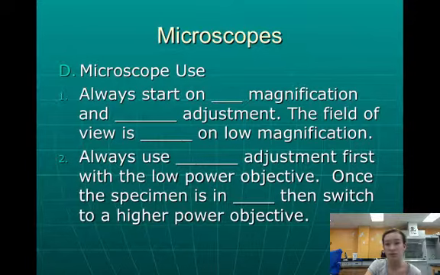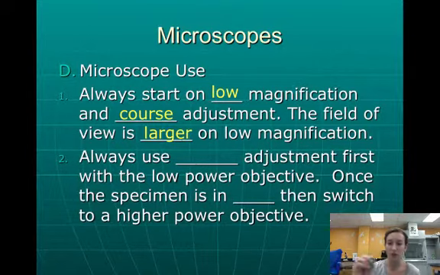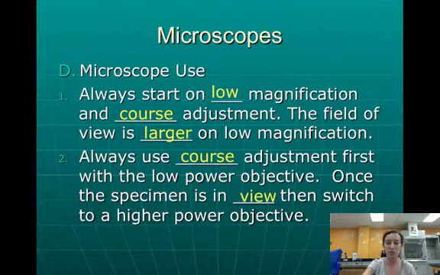Microscope use. You're going to need this for Monday and Tuesday. We're going to do a lab. Always start on low magnification, so you use the lowest objective, the shortest one, and coarse adjustment. Then you can move the stage up and down when you're on the lowest magnification. The field of view, which means how much you can see of the slide, is larger on low magnification. And then as you use higher and higher objectives, you are zooming in to a smaller part. Always use the coarse adjustment, the one that moves the stage up and down, first, with the lowest power objective.